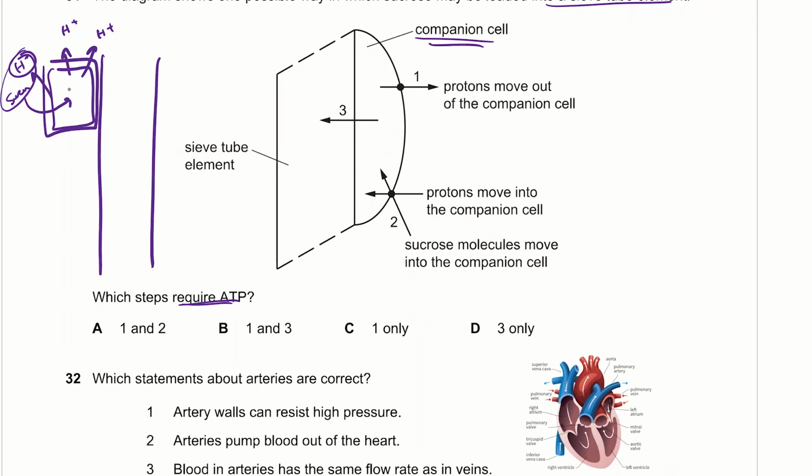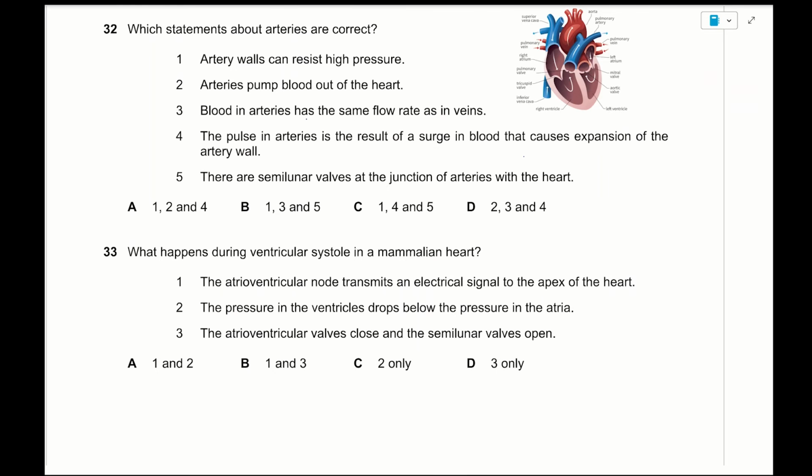Therefore, the sucrose molecules are now inside the companion cells and ready to diffuse into the sieve tube elements. Therefore, which steps require ATP? We've mentioned protons move out of the companion cells by proton pumps, which requires ATP, so the answer is going to be 1 only.